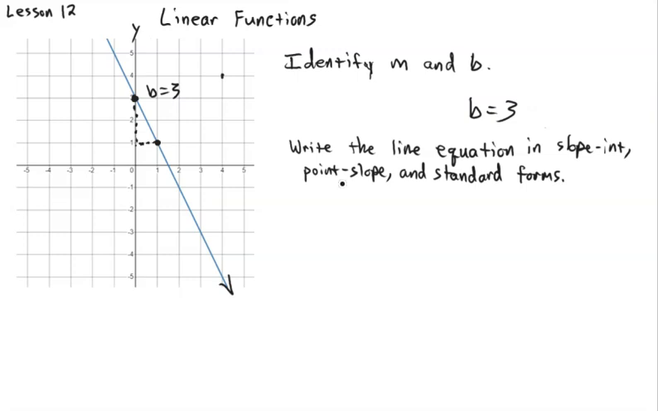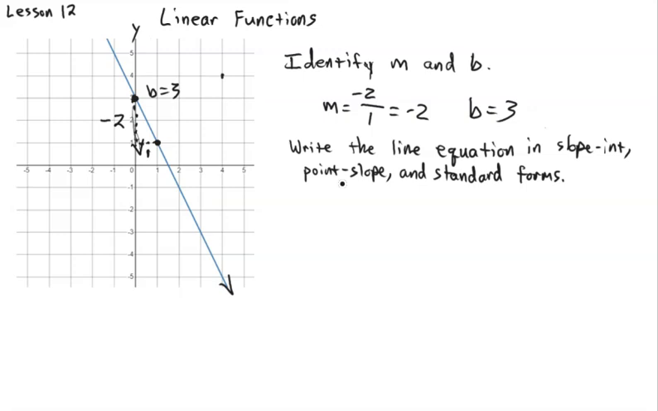Vertically, we have a change of -2. Why? Because from here we went downward. Downward means negative. Then we go forward by 1. And so that means our slope is down 2. Slope is down 2 over 1. And so our slope is -2.